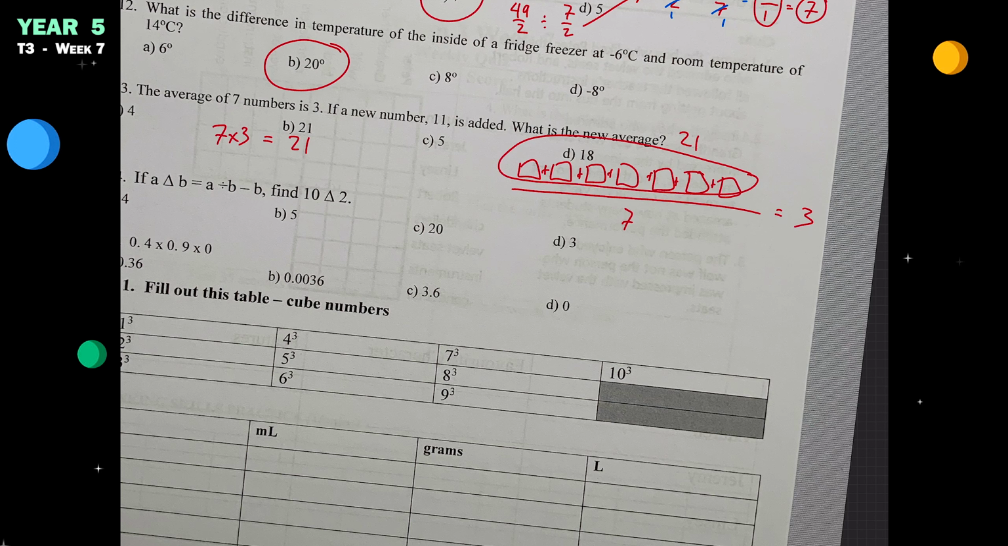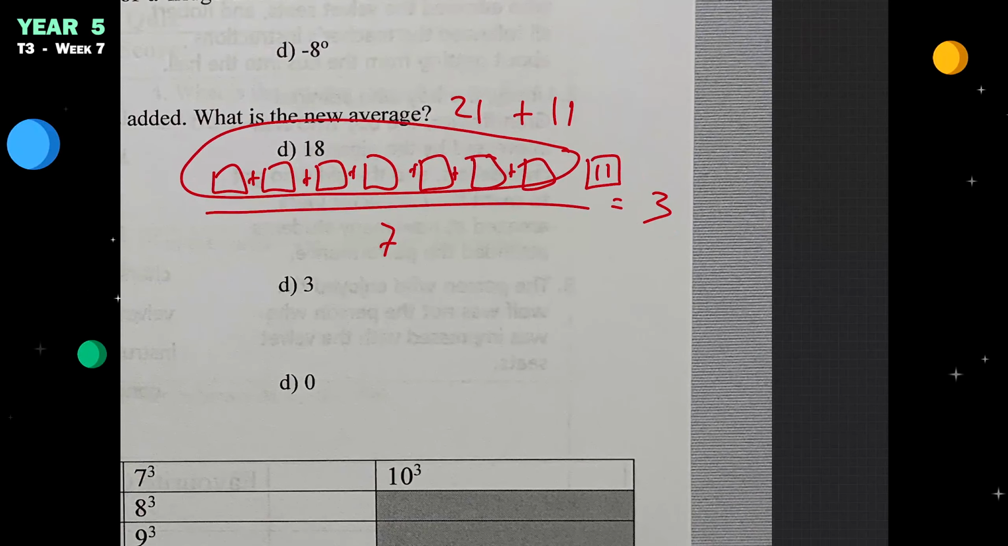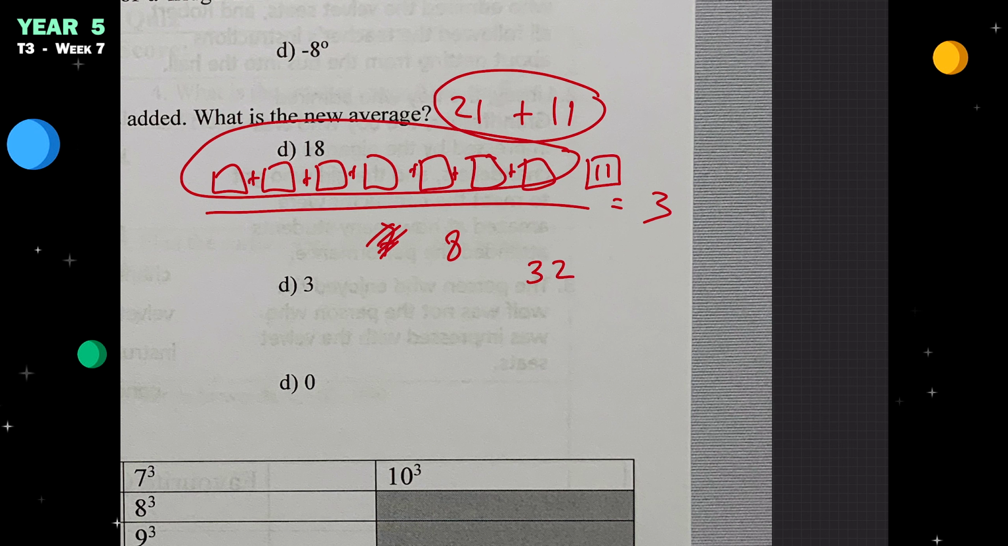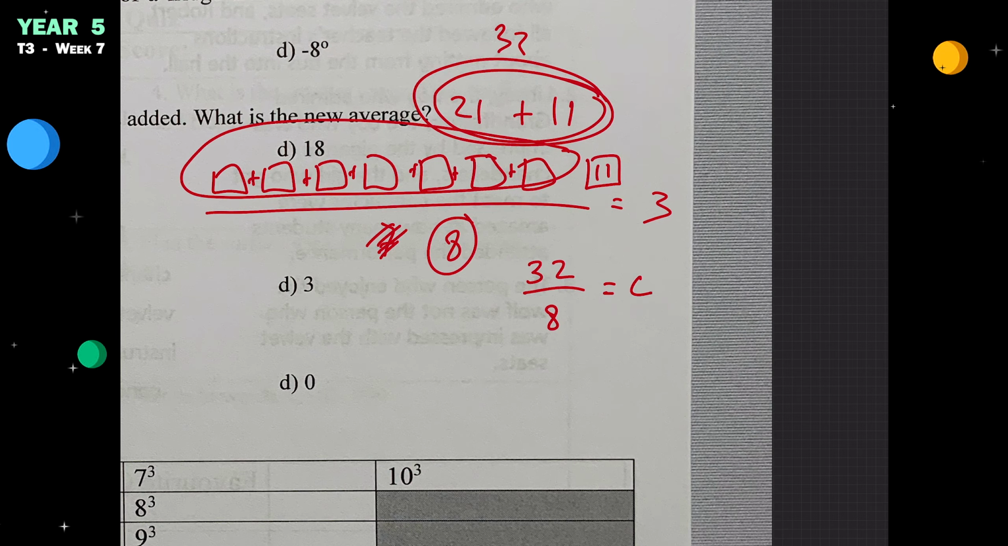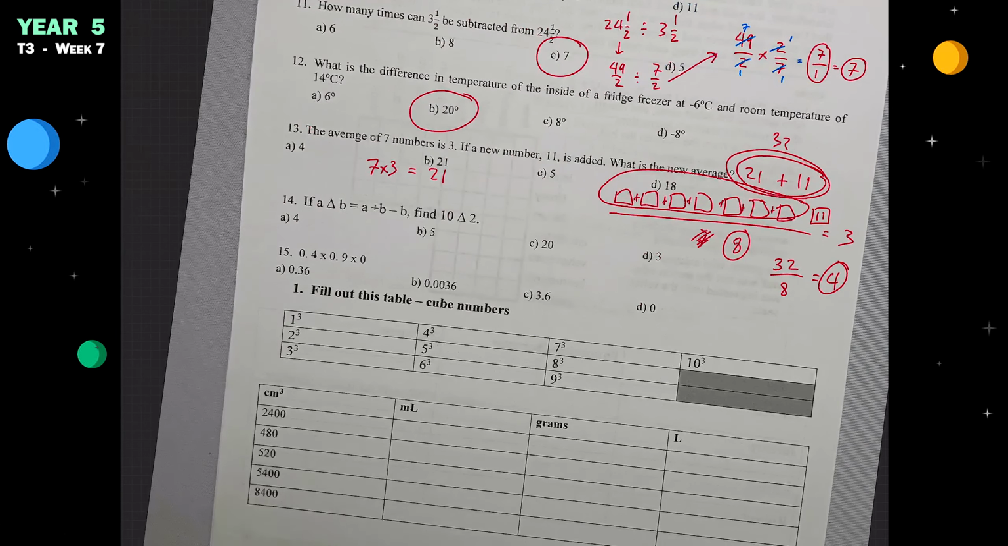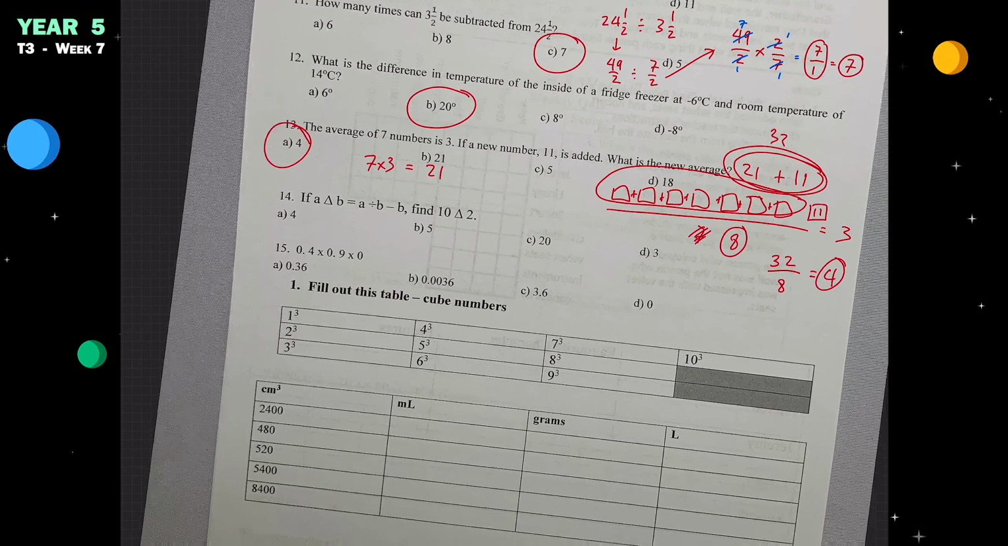If a new number 11 is added, I'm going to add a new number, 11. What's my new average? I'm going to have not 7 numbers, but 8 numbers now. And the top number becomes 21 plus 11, which equals 32. 32 divided by 8 gives you 4. The new average has to be 4. And the answer is 8.